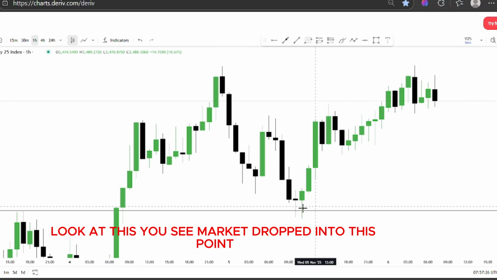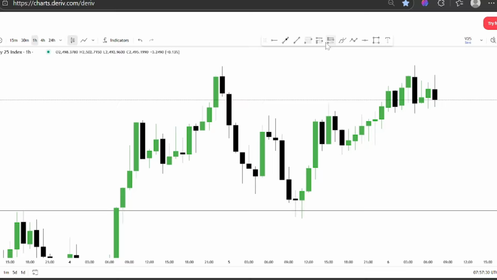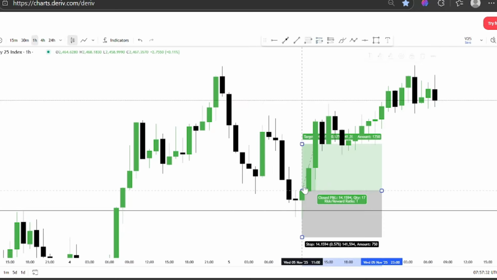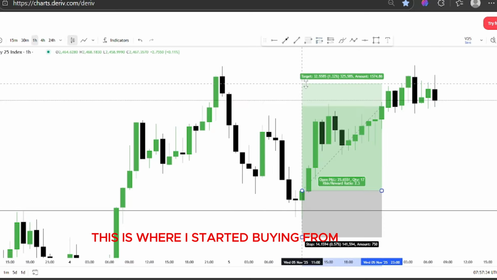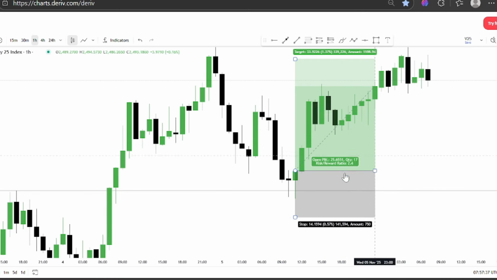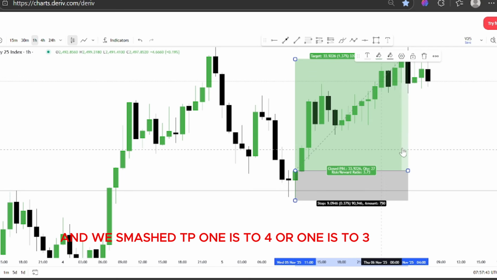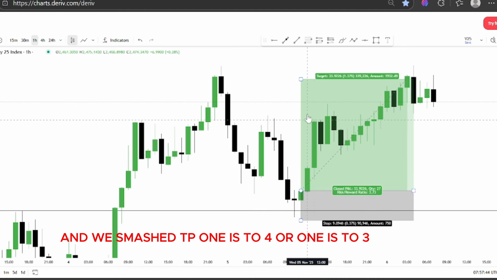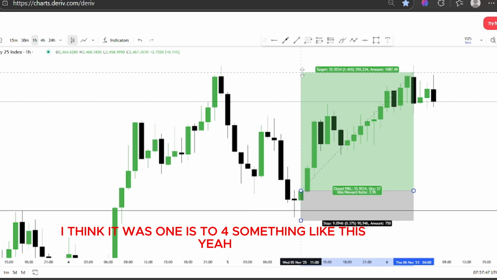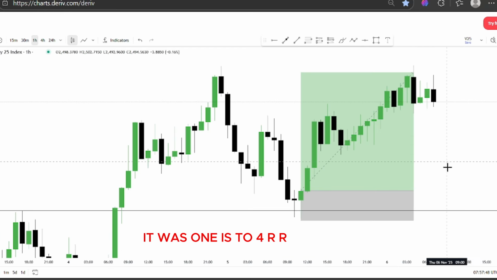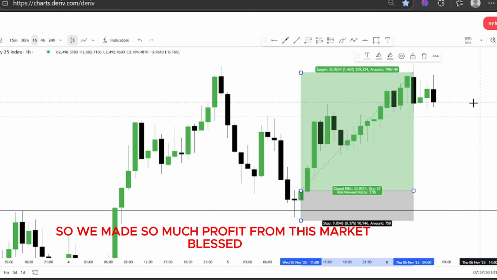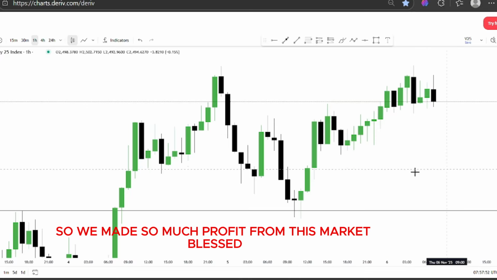Let's see on the 1 hour time frame what happened here. Look at this. You see? The market dropped into this point. This is where I started buying from. And my target was right there. My SL was below the tail of that candlestick. And we smashed TP, 1:4, 1:3. I think it was 1:4, something like this. Yeah, it was 1:4 RR. So we made so much profit from these markets. Blessed.